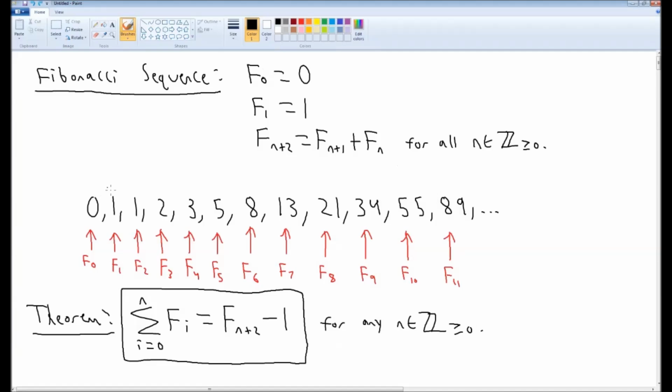By the way, it should be noted that some people have their sequence start at 1 instead of 0, so they have f1 be the initial term of the sequence. However, I'm going to start at f0 for the sake of generality.